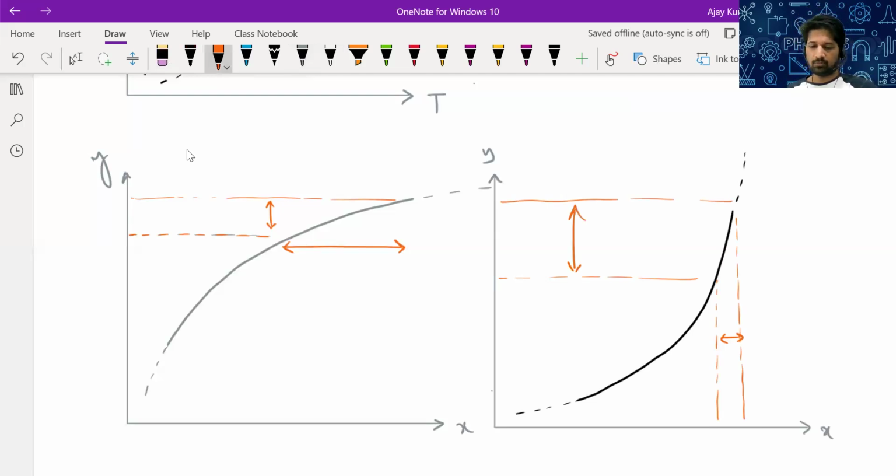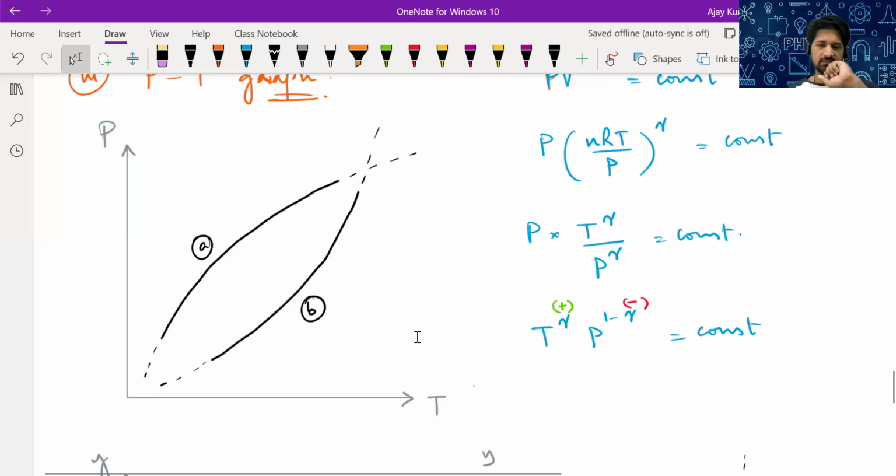Now we took pressure on the y-axis and temperature on the x-axis. So when you go to higher and higher values, which term changes more rapidly is what determines which graph is correct. Whether pressure will increase more rapidly or temperature will increase more rapidly is what determines the nature of the graph. If you consider graph A, it tends to become parallel to the x-axis, which means there will be a large change in the x coordinate for a small change in y coordinate.